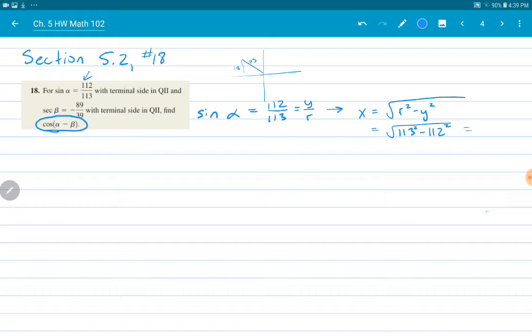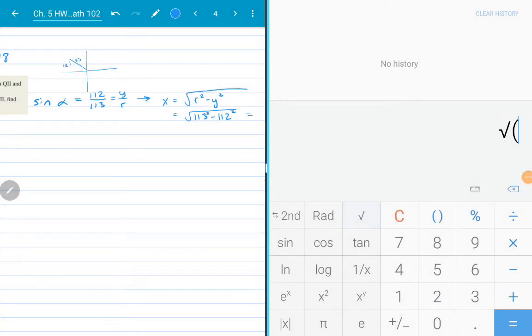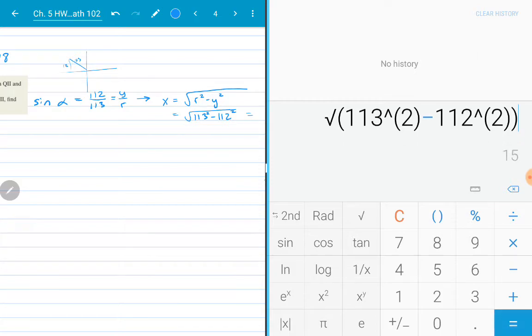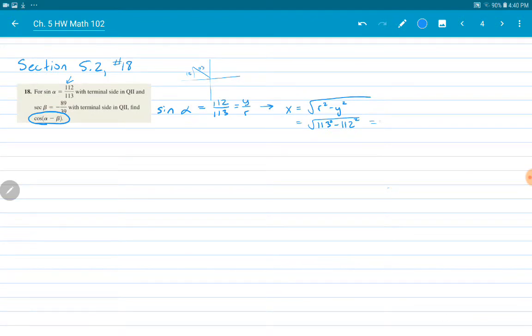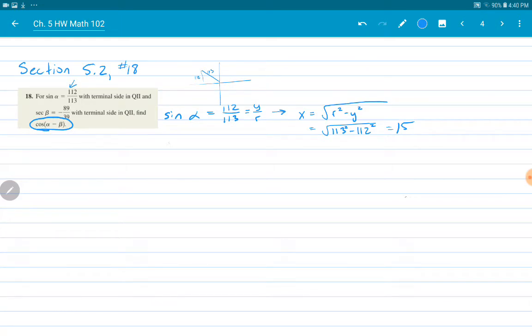So when I stick that into the calculator, I take the square root of 113 squared minus 112 squared, close the square root, and I get 15. So that ugly thing came out to something kind of nice. So that equals 15, so that's my x. That tells me that cosine of alpha, since it's in quadrant 2, is going to be negative, negative x over r. So that's negative 15 over 113.